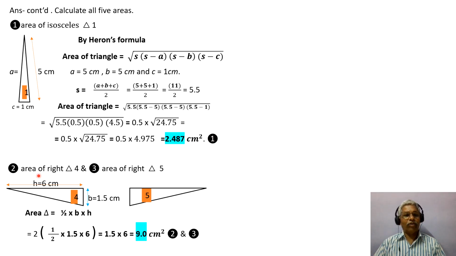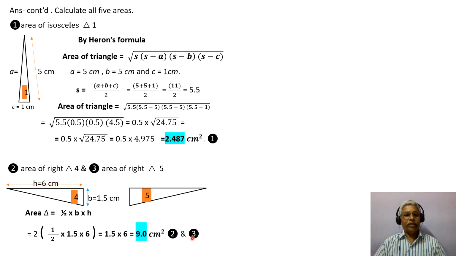Now second one, area of a right angle triangle 4, and third one, area of right angle triangle 5. We can use this formula, area of triangle equals half b into h. We know this is h, this is b. So calculate, and we have to take 2 of these, so multiply by 2. Total area of these 4 and 5 equals 2 into area of one triangle, which is 1 upon 2 into 1.5 into 6. So that is 1.5 into 6, that is 9 centimeters square for 4 and 5.